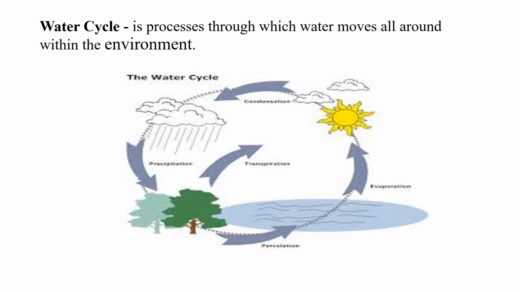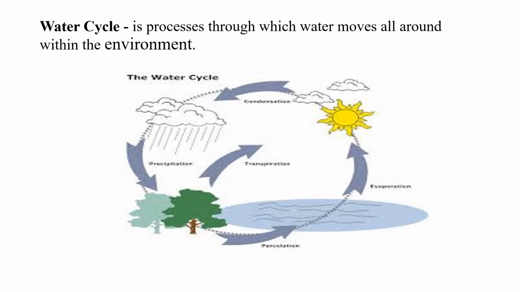Then the next one we're going to look at is the water cycle. This is the process through which water moves all around within the environment. Now, we have bodies of water all around us, that is, rivers, streams, oceans, and the like. When the sun shines on the surface of the earth, there is evaporation on the surface of these waters. That is, the conversion of water from the liquid form into the gaseous form, which we refer to as water vapor.